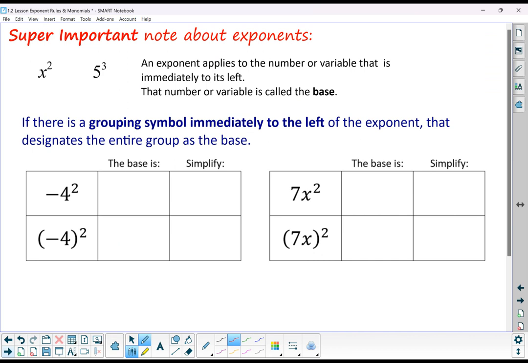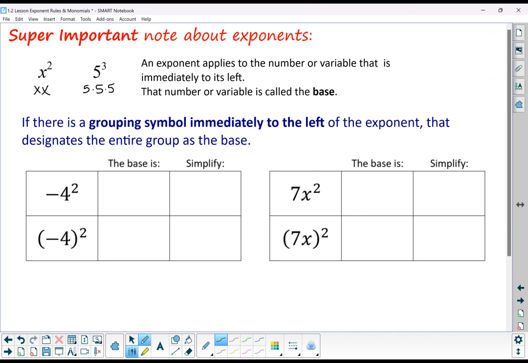Another just super important note about exponents. An exponent always applies to the number or variable that is immediately to its left. So when I have an x with a power of 2, I know that means that my base x is multiplied by another x. Or if I see a 5 with the power of 3, I know that means 5 times 5 times 5. That number or variable is called the base. But if there is a grouping symbol immediately to the left of the exponent, that is going to be designating that group as the base.